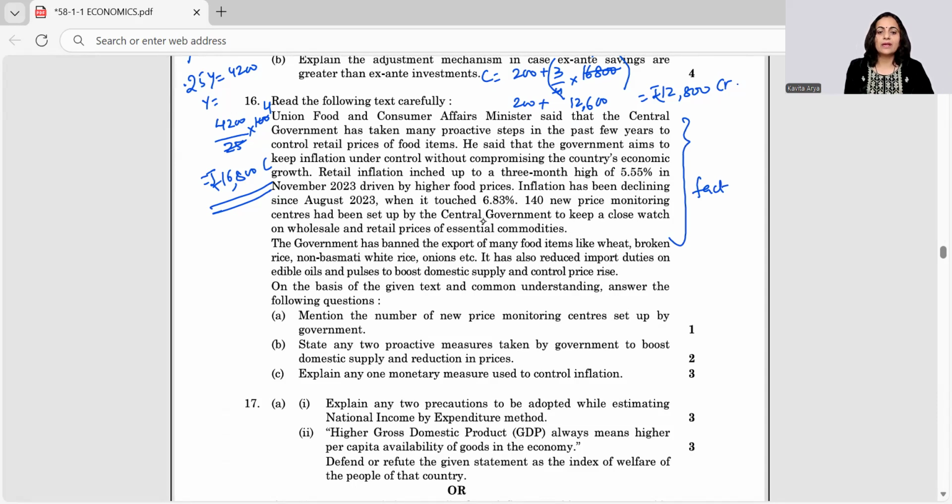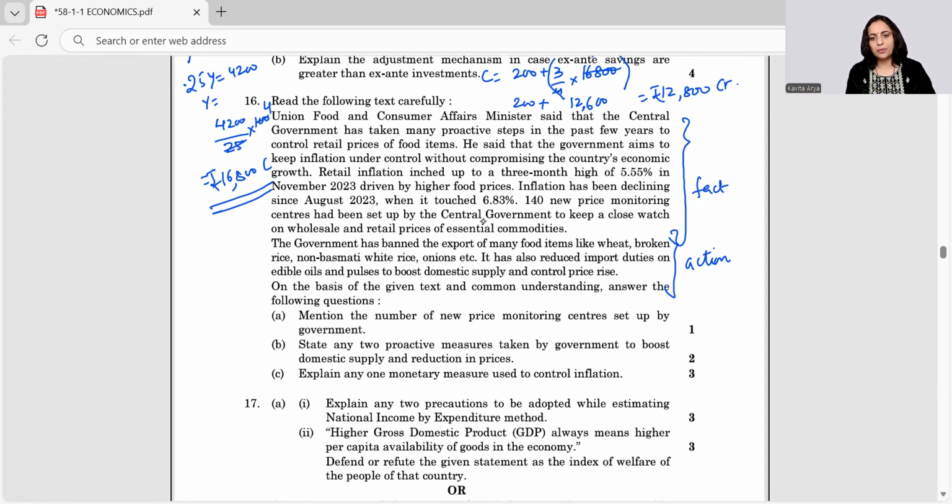And then we have, the government has banned the export of many food items like wheat, broken rice, non-basmati white rice, onions, etc. It has also reduced the import duties on edible oils and pulses to boost domestic supply and control price rise. So this talks about the action, right? So be very careful while reading to have the interpretation done while reading. So let's answer on the basis of the given text.